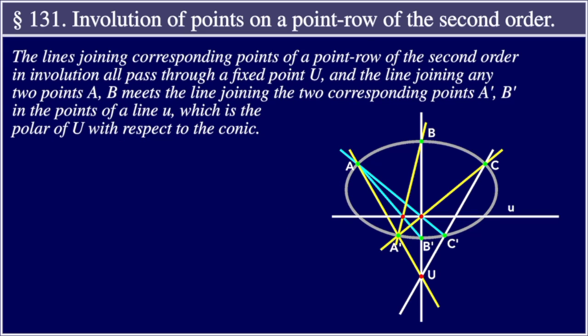The lines joining corresponding points of a point row of the second order in involution all pass through a fixed point U, and the line joining any 2 points A, B meets the line joining the 2 corresponding points A', B' in the points of a line u, which is the polar of U with respect to the conic.